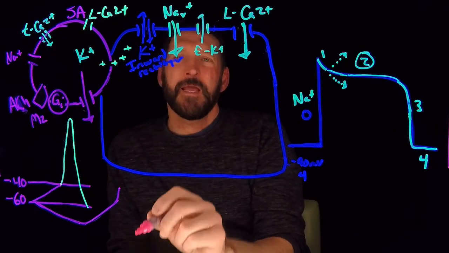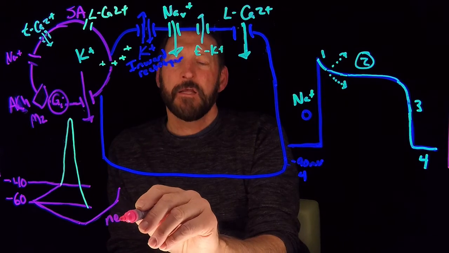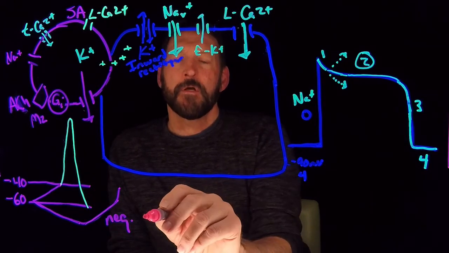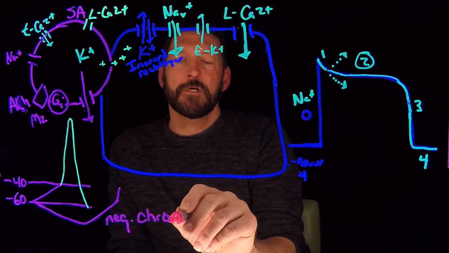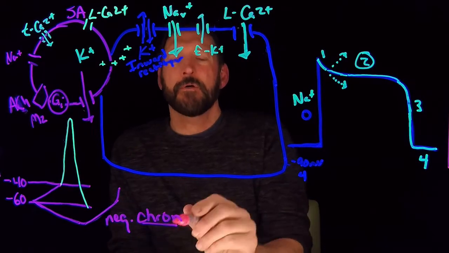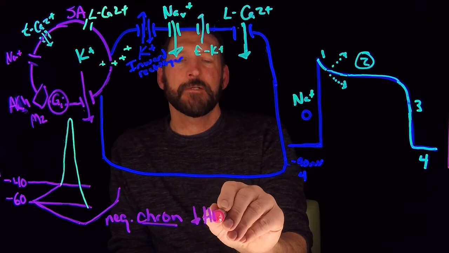So that is called a negative chronotropic effect. Negative meaning because it has a negative effect on chronos, time. So chronos is time, and so negative chronotropic would be a decrease in heart rate. So this would cause a decrease in heart rate.